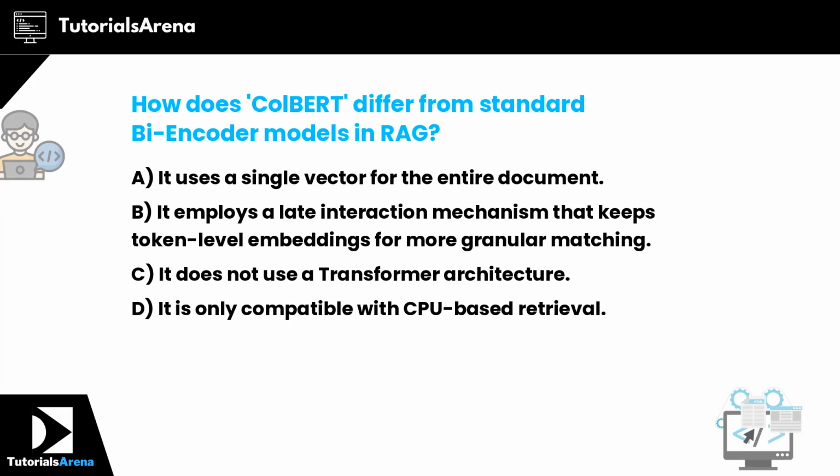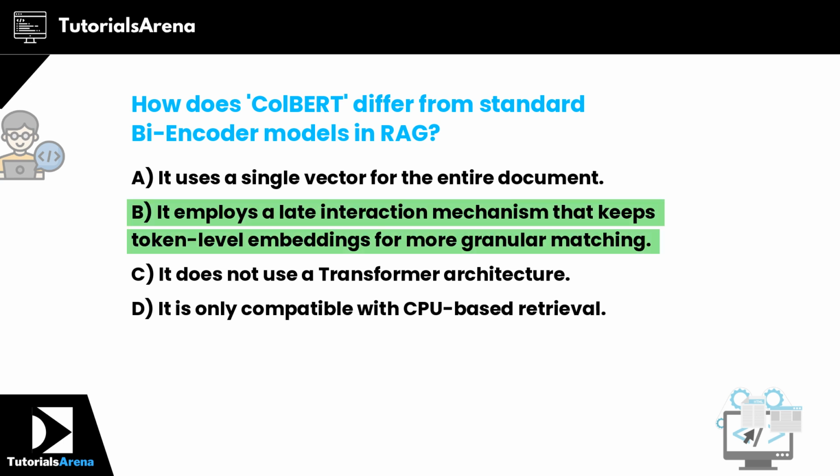How does ColBERT differ from standard bi-encoder models in RAG? The correct answer is option B. It employs a late interaction mechanism that keeps token-level embeddings for more granular matching.